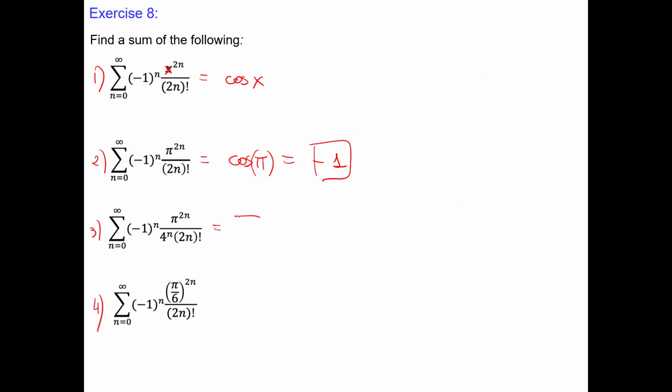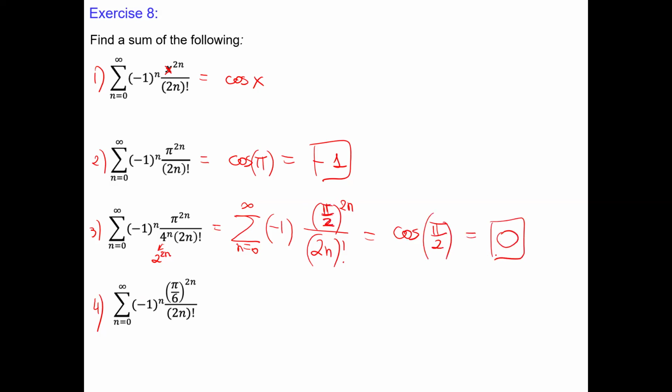This one is a little bit tricky. Let's look at this. Because it's -1, that's okay. 2n factorial, that's okay. And I need quantity to the 2n. We have pi and we have 2, because this one is 2 to the 2n. That means this will be cosine of pi over 2. Oh, actually, lots of work, but the sum is 0.